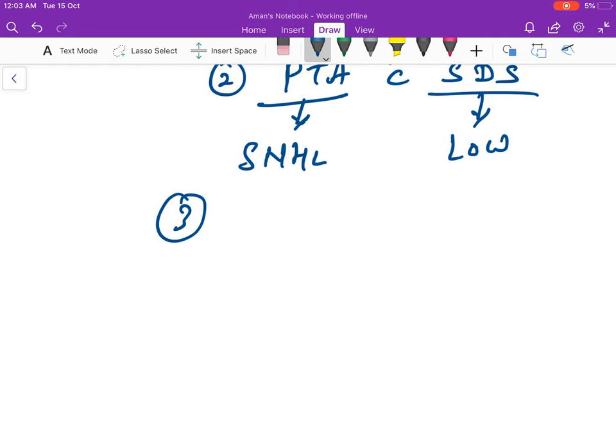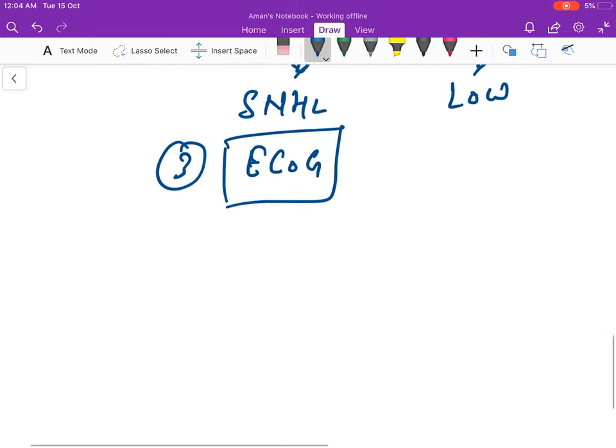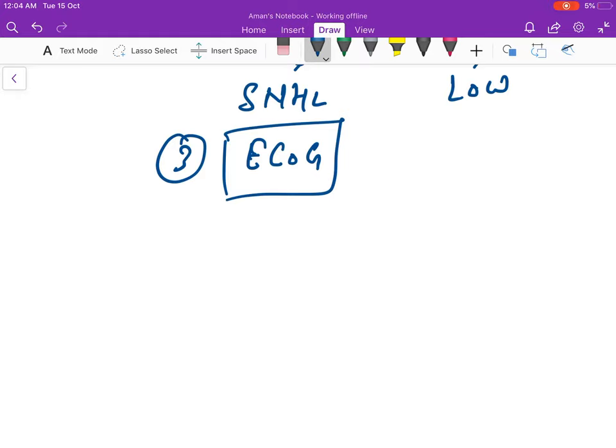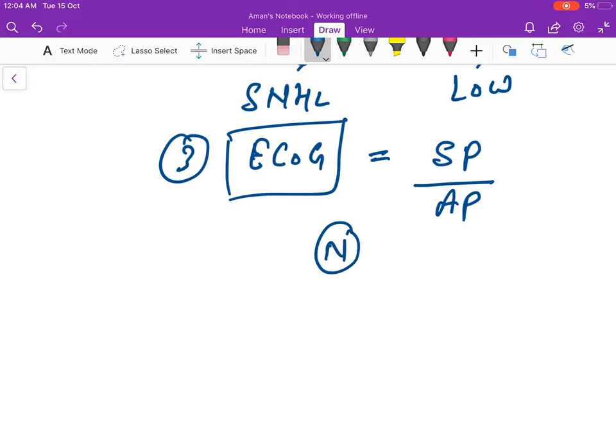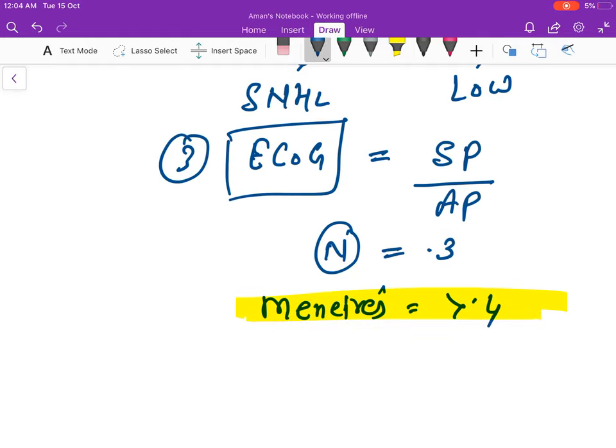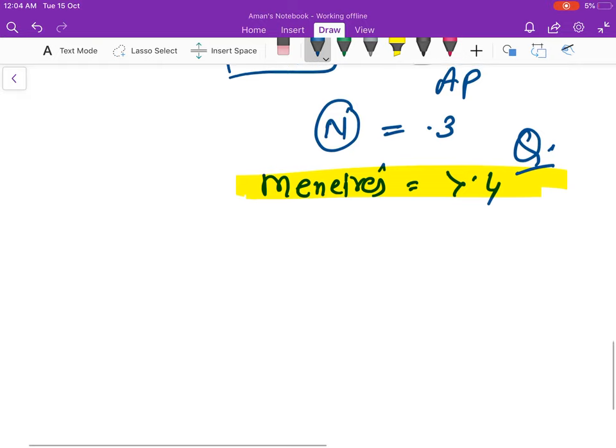What else can we do? We can do electrocochleography. In this, we measure a ratio: summating potential upon action potential. Normally this ratio is 0.3. In case of Meniere's disease, it is more than 0.4. This is important in Meniere's disease: the summating potential to action potential ratio is more than 0.4.